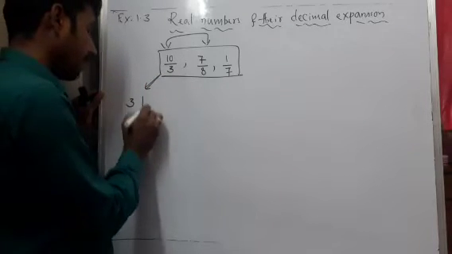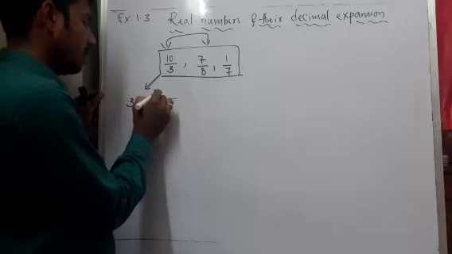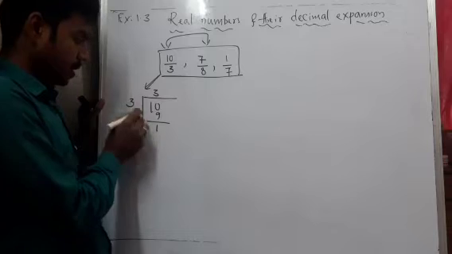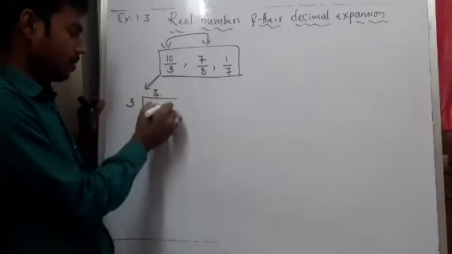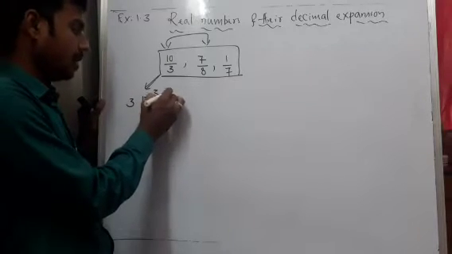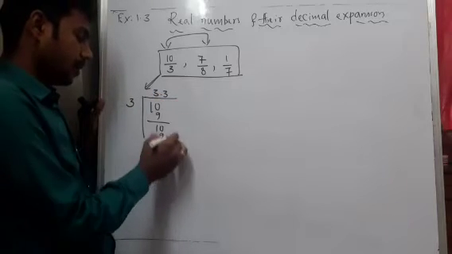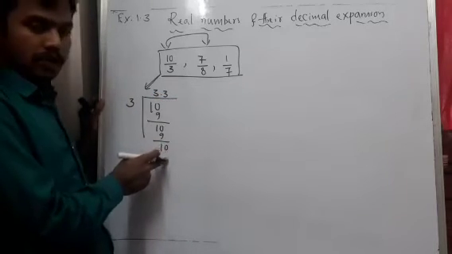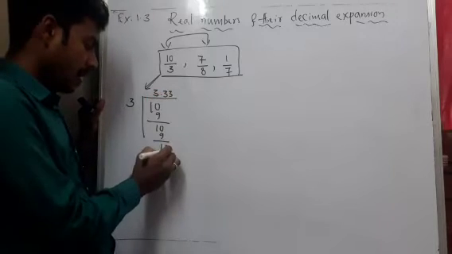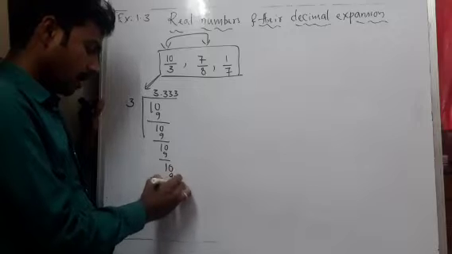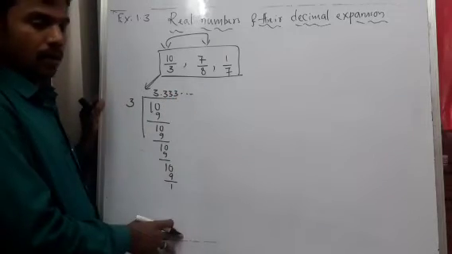3 3s are 9. What is the remainder? 1 is the remainder. Since 1 is less than 3, put a decimal, take 10. 3 3s are 9. Again you will get 1. Again after the decimal you can put 10 here. 3 3s are 9. Again 1. Again 3 3s are 9. Again 1. So it is going to repeat.